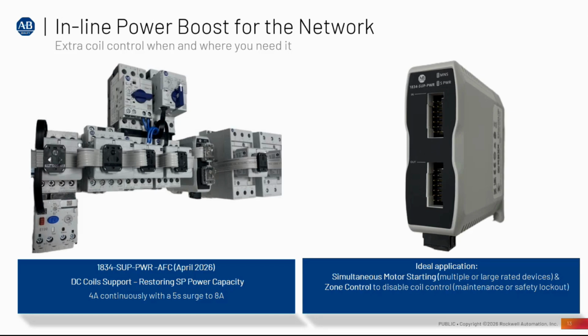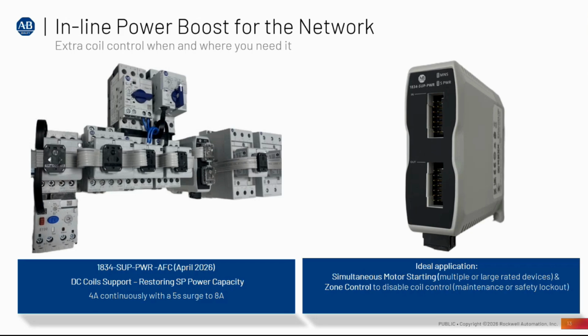And additionally, there is now an inline boost. This is going to provide an additional 4 amps continuous, or up to 8 amps per surge. This is mostly for if you're running multiple, say 96 amp contactors. These are going to have higher inrush current, so if you start, say, 10 of these 90 amp contactors at once, it might draw more than 8 amps.